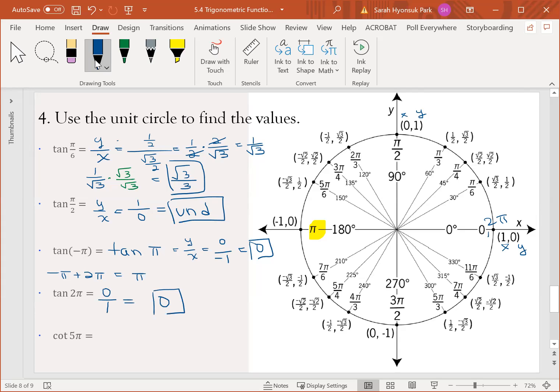Cotangent of 5 pi. 5 pi, again, way too big, but if we keep subtracting 2 pi until it's something lower than 2 pi, we get 1 pi. So cotangent of 5 pi is the same thing as cotangent of pi. Cotangent of pi, and cotangent takes x and divides by y. So here's x, here's y. X is -1, y is 0. Again, we can't divide by 0, so it's undefined.